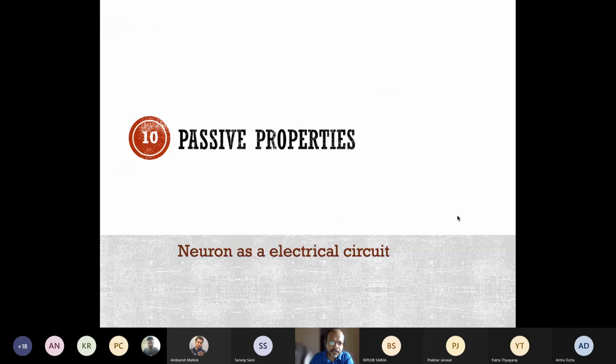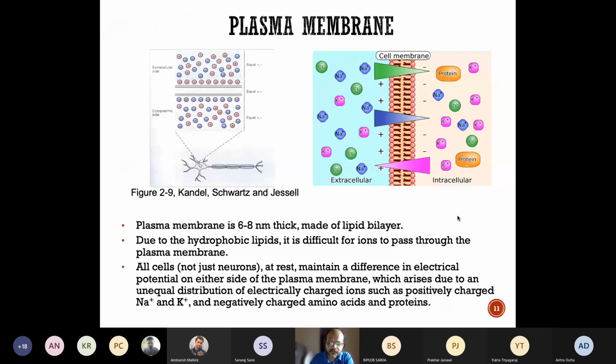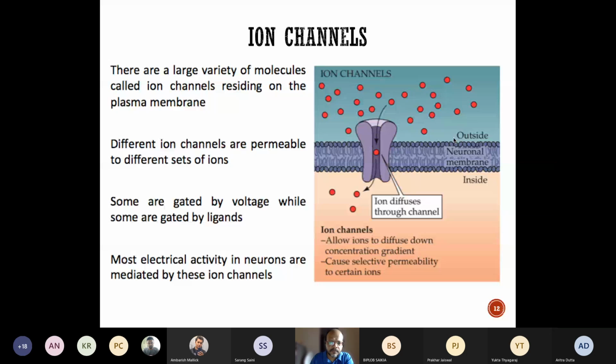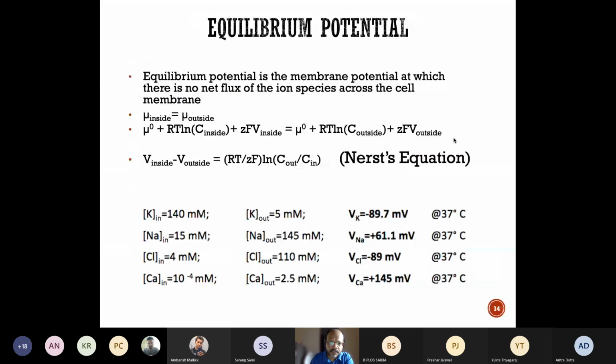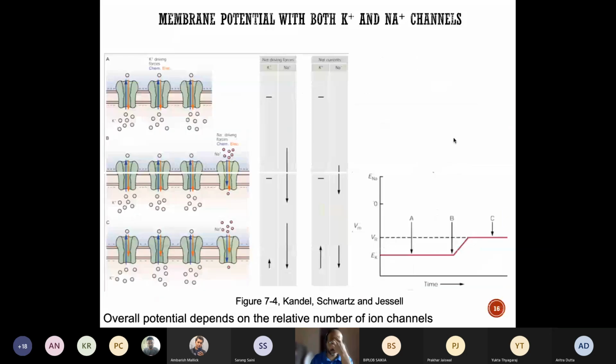So then we started talking about the structure of a neuron and the intra and extracellular medium, and the fact that the concentration of ions are different across the membrane. We looked at the Nernst equation, and we looked at what happens at steady state, resting state, when multiple ion channels are open. At that time, none of the ions are actually at equilibrium.